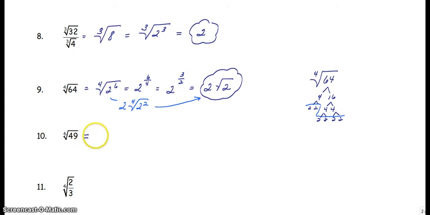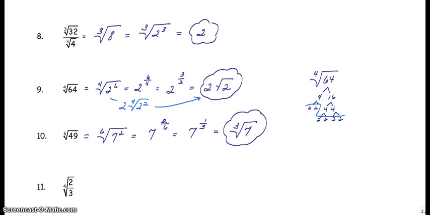Looking at problem 10, we have the 6th root of 49. So we can rewrite that 49, and we would have the 6th root of 7 squared. But now that doesn't contain 6 of anything. However, I notice that the 2 and the 6 have a common factor, so I'm going to rewrite as 7 raised to the 2/6 power, which can then be reduced, so we would have 7 raised to the 1/3 power, which would be the cubed root of 7. So we can simplify even though we can't take out 6 of anything.